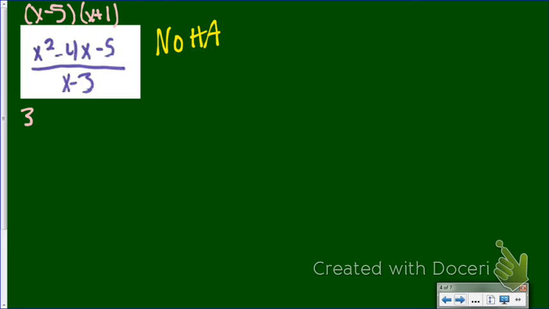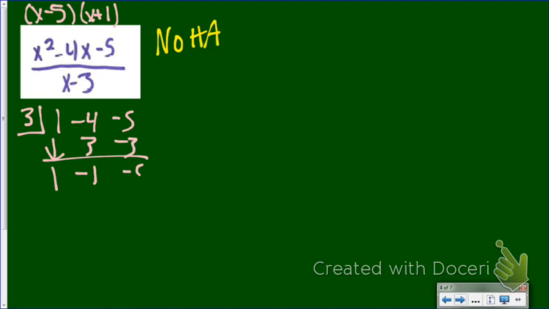So 3 goes in the box, and my coefficients are 1, -4, and -5. What's nice about this, though, when it comes to finding your slant asymptote, the remainder doesn't matter. It's not going to make much of a difference on our graph, so we can ignore the remainder when it comes to this. The remaining function that I'm left with would just be y equals x minus 1.